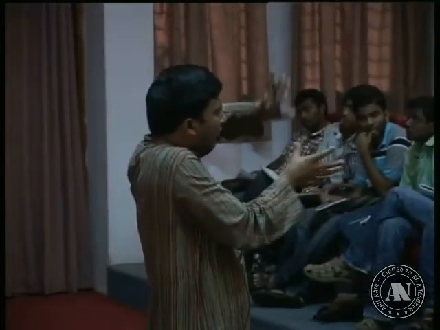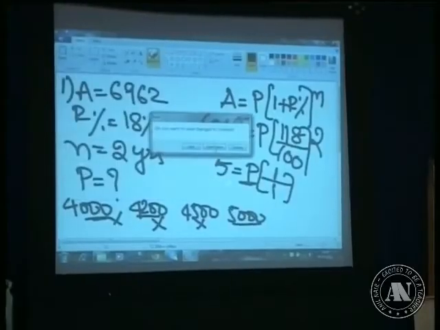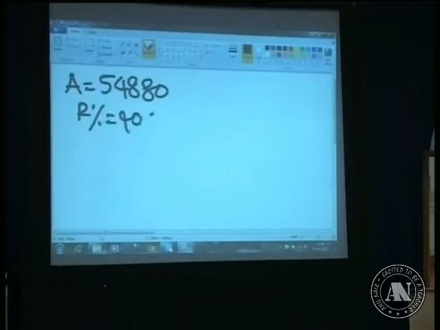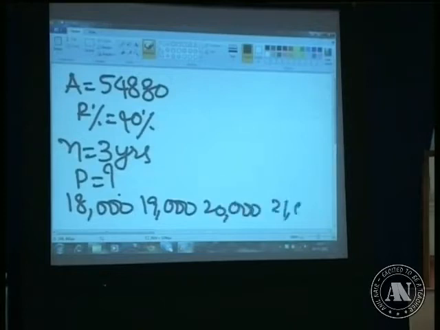Right? Don't worry, by 3 o'clock you'll understand. I will just give you a framework. You need to put it in where it works. Clear? One more question. Percentage. Amount equivalent to 54,880. R percentage equivalent to 40%. N equivalent to 3 years. P equivalent to how much? 18,000, 19,000, 20,000, and 21,000.